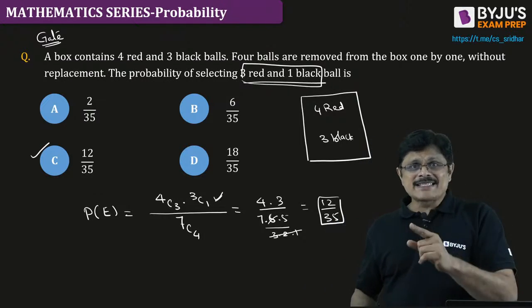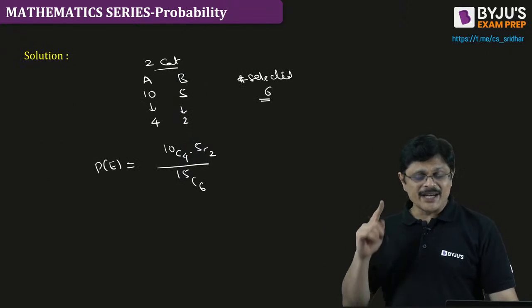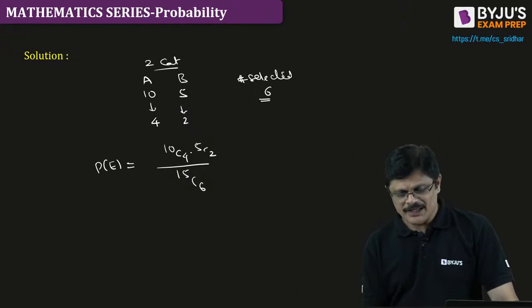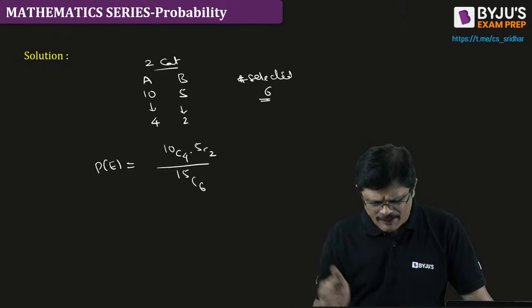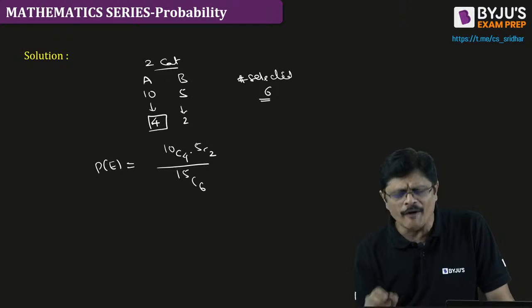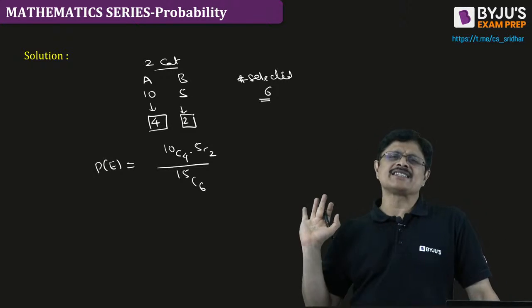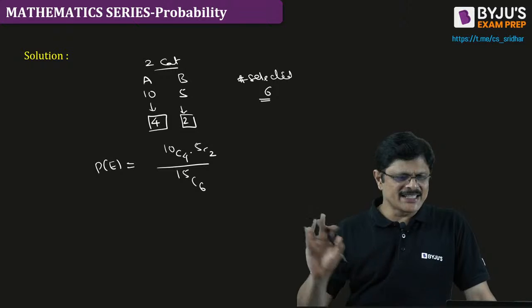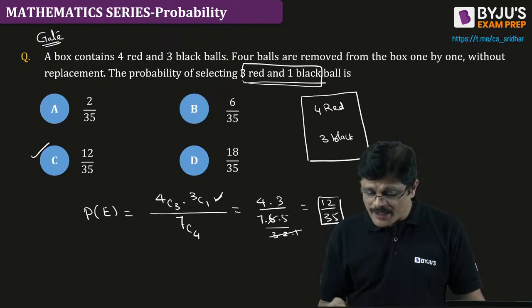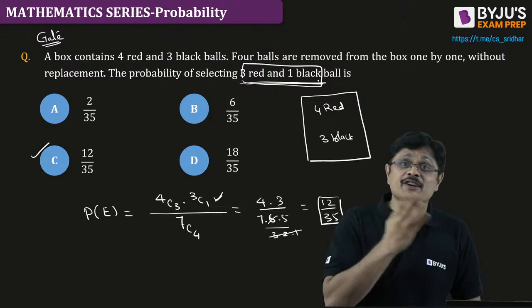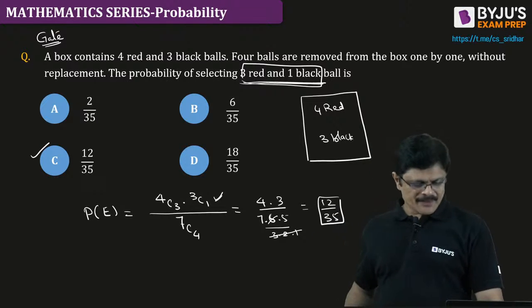So let us see that in the next problem, when you can't do this. Whenever they say 6 are selected one after the other without replacement, what is the probability of selecting 4 of A category and 2 of B category? Directly this is the answer. If the order is not mentioned, if he never said first 3 red, next 1 black, nothing like that, then you can use this procedure.